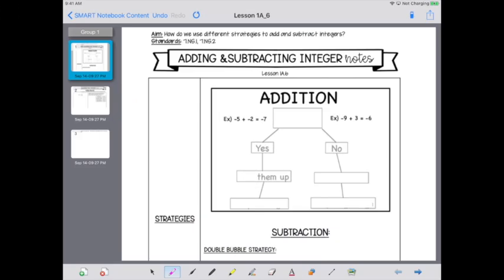Let's get to it. So today we're going to be talking about lesson 6, which is how do we use different strategies to add and subtract integers. So in the last 2 lessons, we learned how to add integers and then how to subtract integers. So now we're just going to be putting them together today, just to go over some of the strategies that we have learned, specifically for addition.